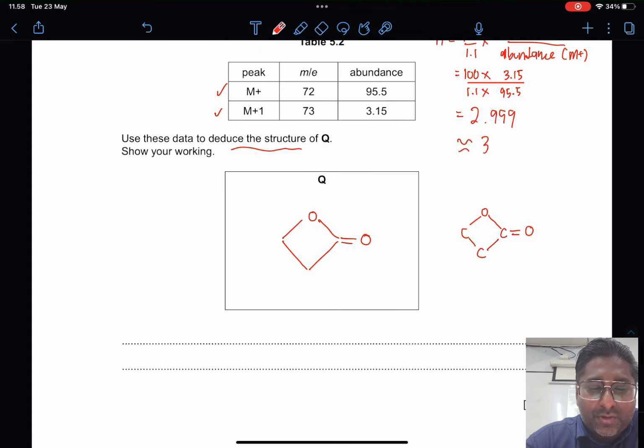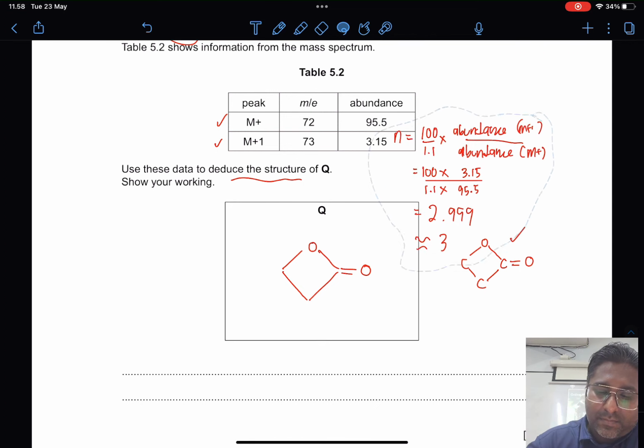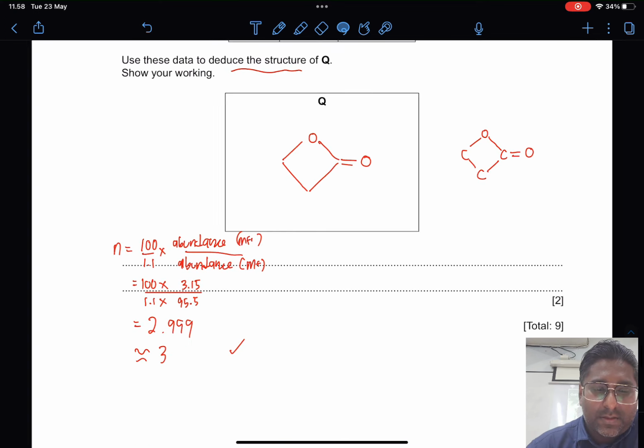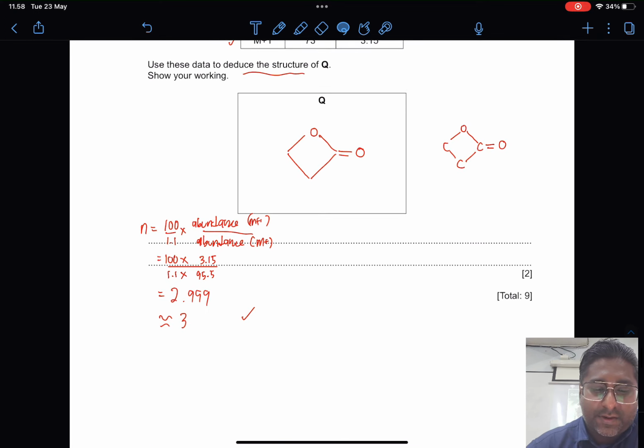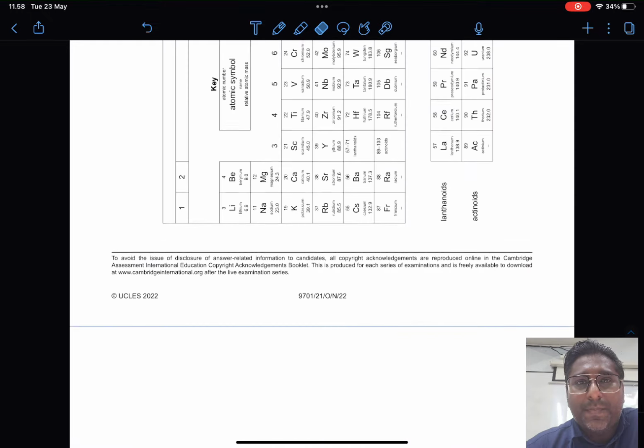Now, show your working. Yeah, this is my working. You can actually bring it down here. This is my working. We deduce this is the structure. And that's it. See you guys.